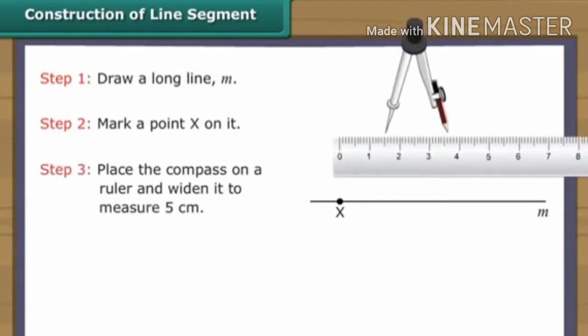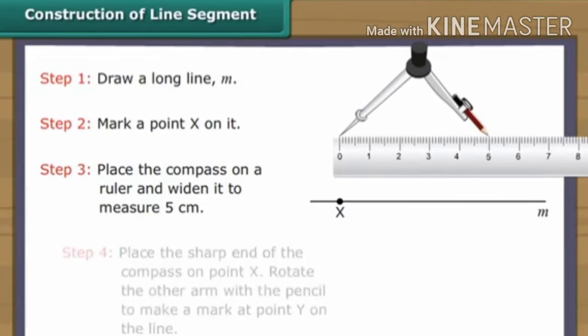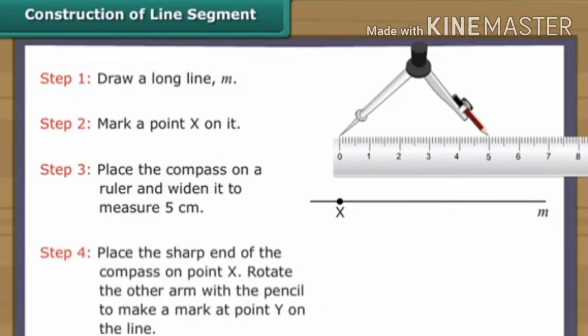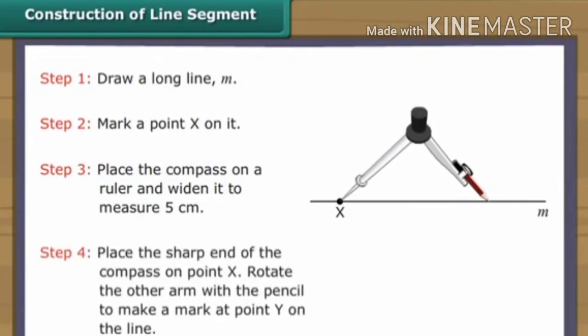Place the compass on a ruler and widen it to measure 5 centimeters. Place the sharp end of the compass on point X. Rotate the other arm with the pencil to make a mark at point Y on the same line. We have a line segment XY which is 5 centimeters long.